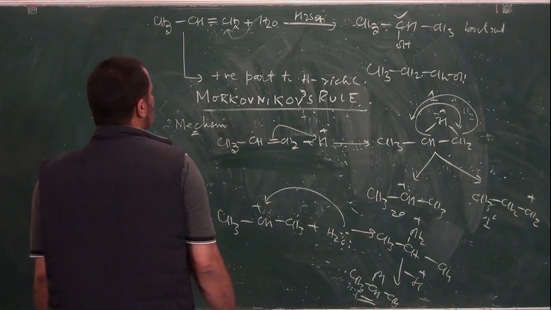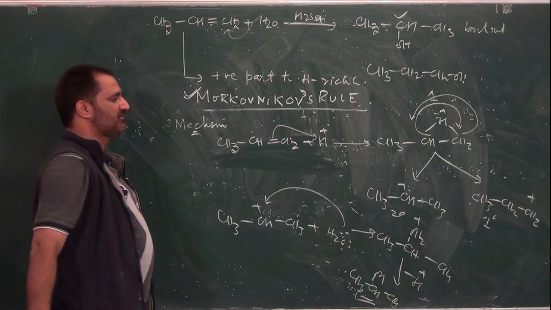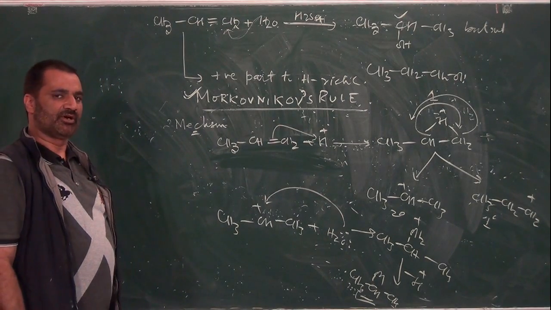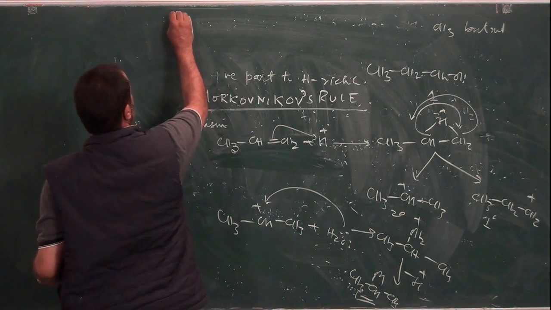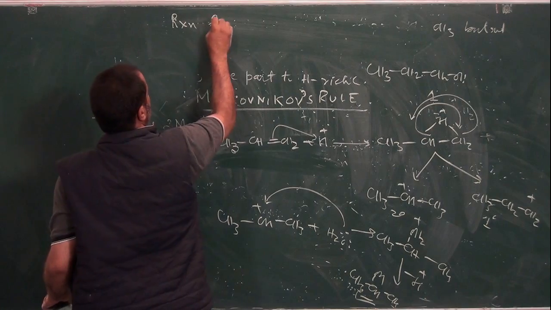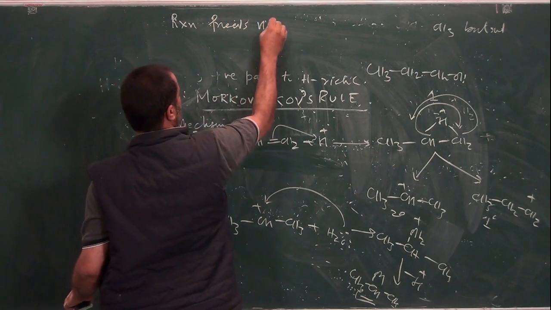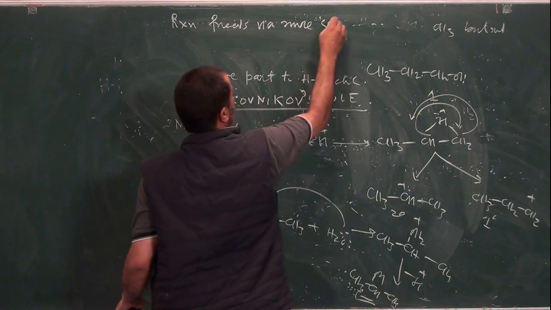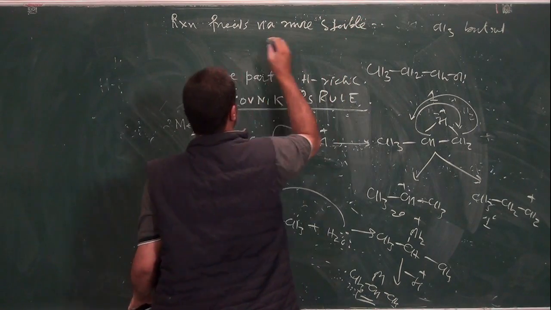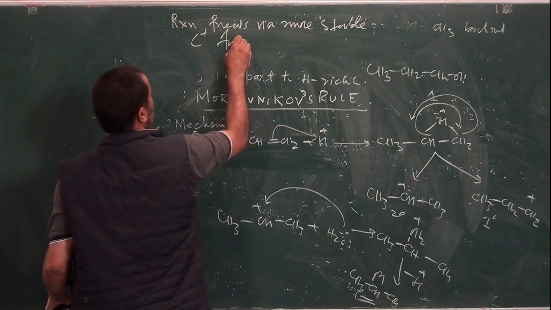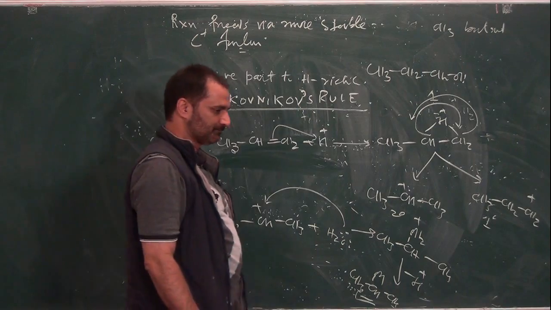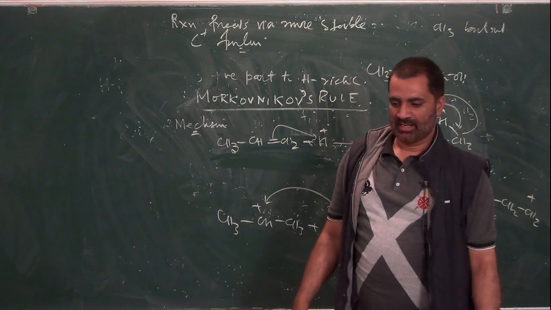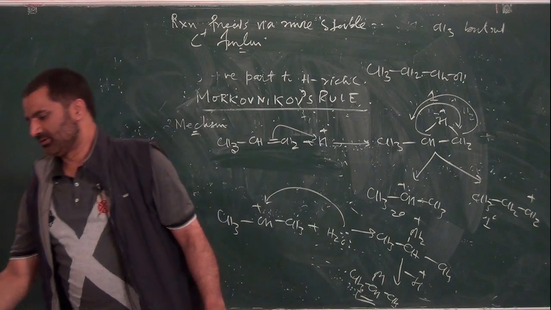So according to Markovnikov's rule, this takes place via more stable carbocation formation. I can write here: reaction proceeds via more stable carbocation formation. Now I can cite one more example.